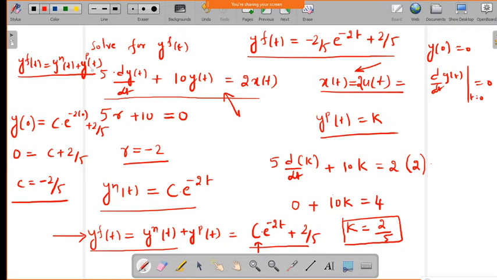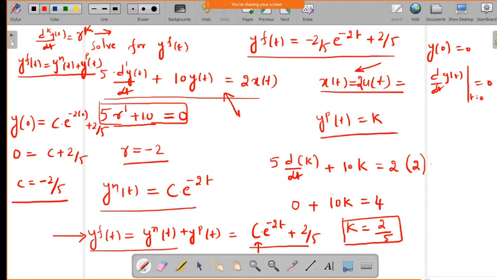Okay. In order to find the characteristic equation, you put the value d^k/dt^k of y(t) as r^k. Here the order is 1, so that is r^1, that is 5 into r, plus r^0, which is 1, then 10. So, 5r plus 10 equal to 0. This is the characteristic equation to find the natural response, because we are assuming the input x(t) as 0. Now we find the value r equal to minus 2.